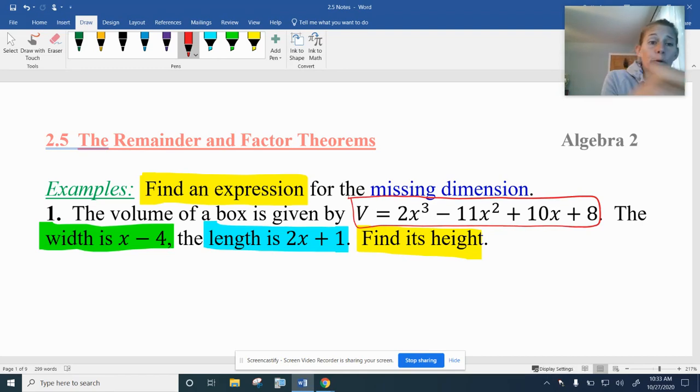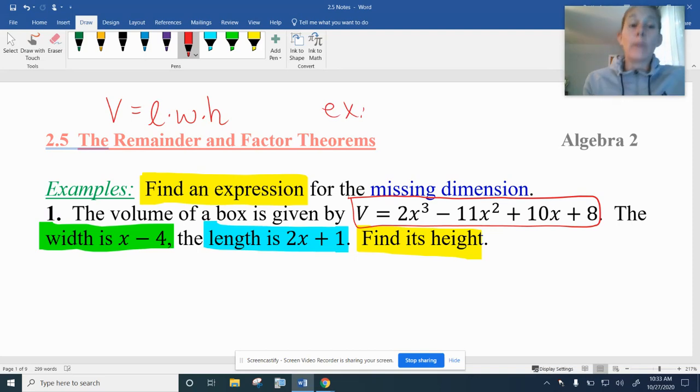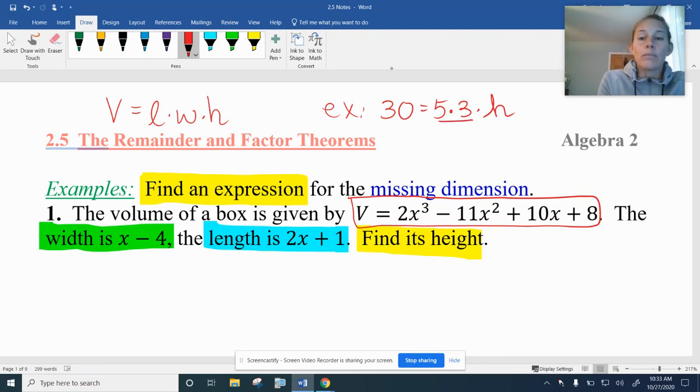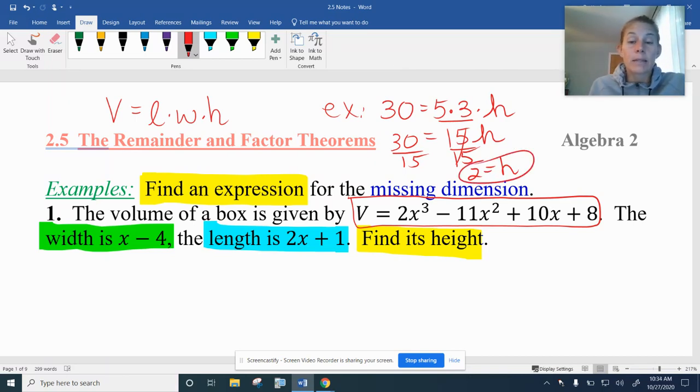Now, if we think about volume, we know that volume is length times width times height. So for example, if I were to just put some numerical values in there, let's say the volume is 30, and I knew the length was 5, and I knew the width was 3, and I needed to find my height. Well, how would we go about doing that? Well, most likely we would multiply the 5 and the 3 together, giving us 15. And then we would divide that 15 from the volume, and we would be left with 2, which would represent our height in that case. So we're going to do the same process, but we just have polynomials to work with.